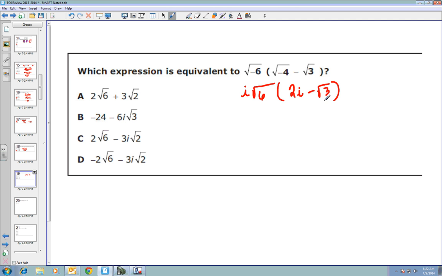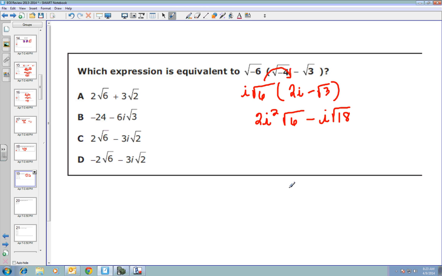Now, if you get to this point, I think it'll let you enter it in on your calculator. But let's go ahead and work it. What is I square root of 6 times 2I? Well, I times I is I squared. That 2 has to stay out in front, and it's the square root of 6. I don't think you'll be able to put this in your calculator. Does it? Okay. Minus I square root of 18.